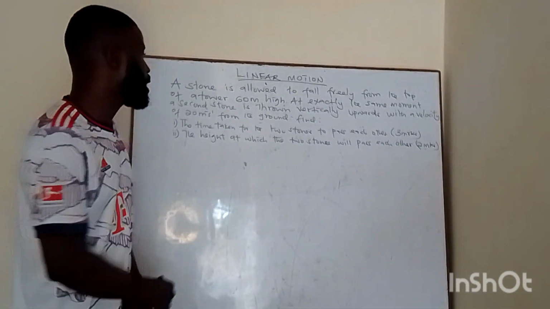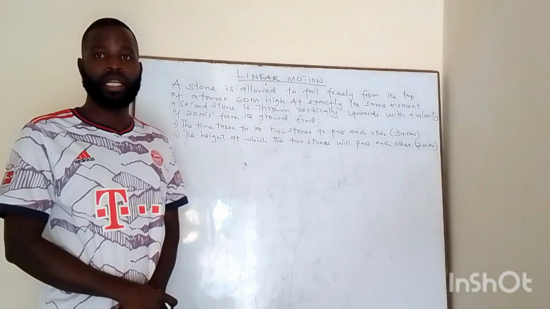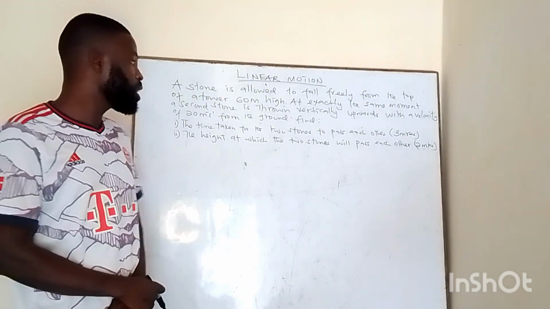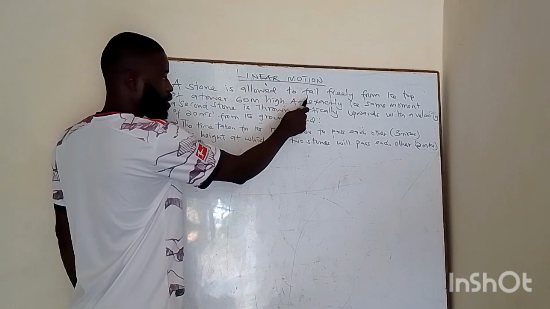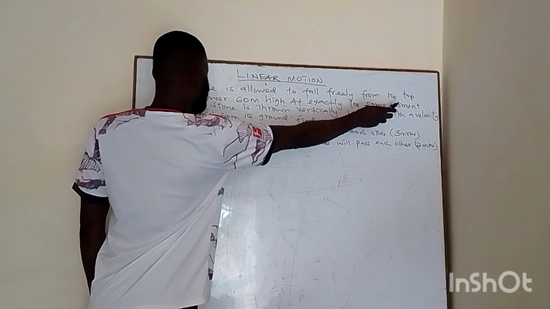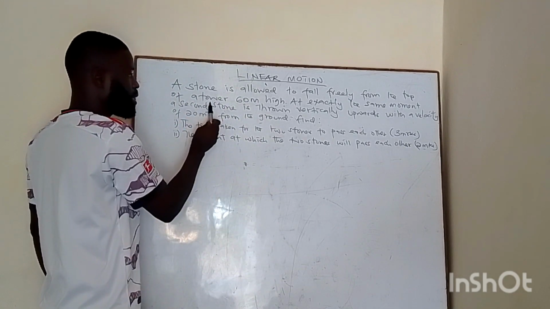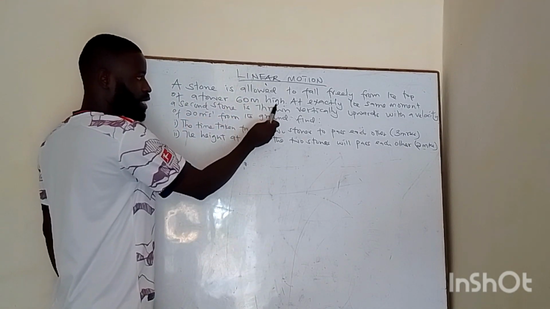Today's lesson is linear motion. We are going to take a question on linear motion, and the question is: a stone is allowed to fall freely from the top of a tower 60 meters high.